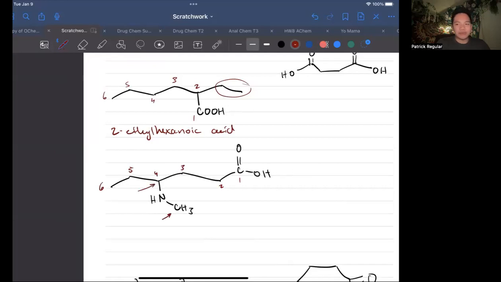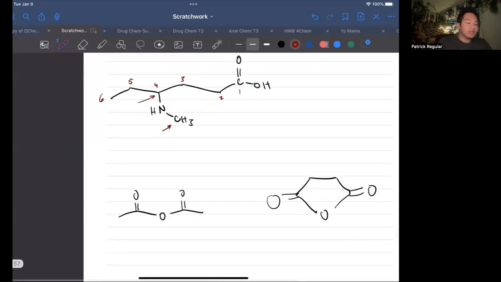Now, what the heck do we do with this? Well, that is a branch. And remember, if you have a branch on an amine group, because amine groups can be substituted, you denote it with N. So it's going to be N-methyl, because that's what's on it. Not a dimethyl or trimethyl, just one methyl group. N-methyl, 4-amino hexanoic acid.